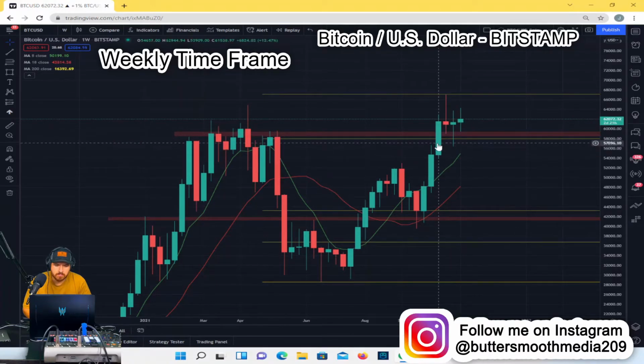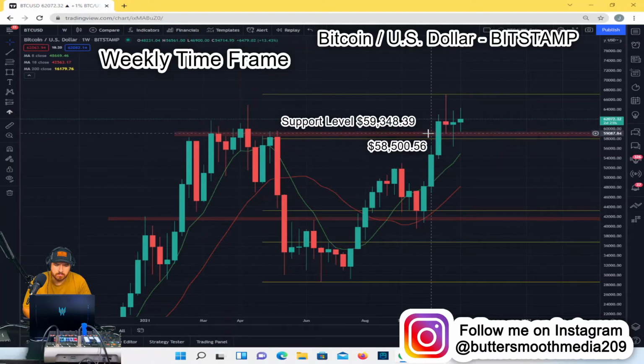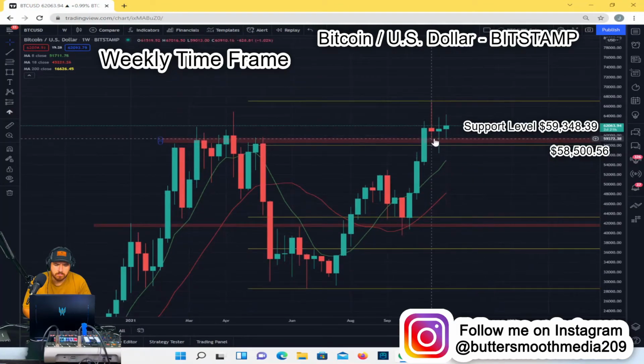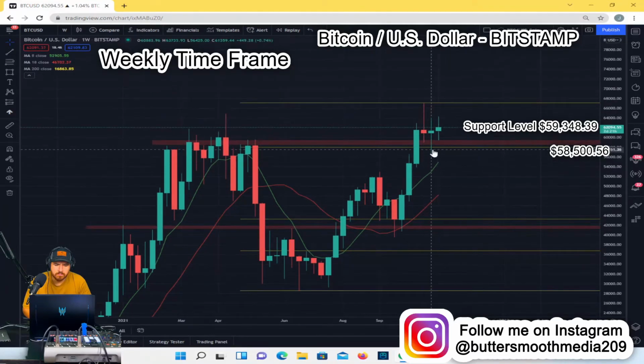Now it's flipped. Now that we're back above this level of resistance, we have one, two, three, and we're at our fourth weekly candle above this previous resistance level. That shows it's a very strong level of support currently. You can see some wicks came in here, some wicks retesting. The wicks may come down below the area of support, but they get bought back up relatively quickly.